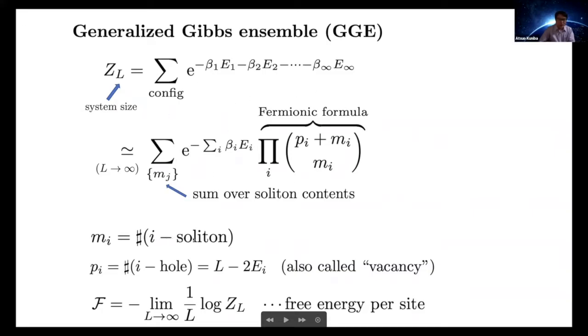m_i is the number of i-solitons, as I said. And p_i here is the upper bound of this fermionic exclusion rule. That's the so-called number of i-holes, and this is L minus twice E_i. It's also called the vacancy. And the free energy per site is given by this formula.